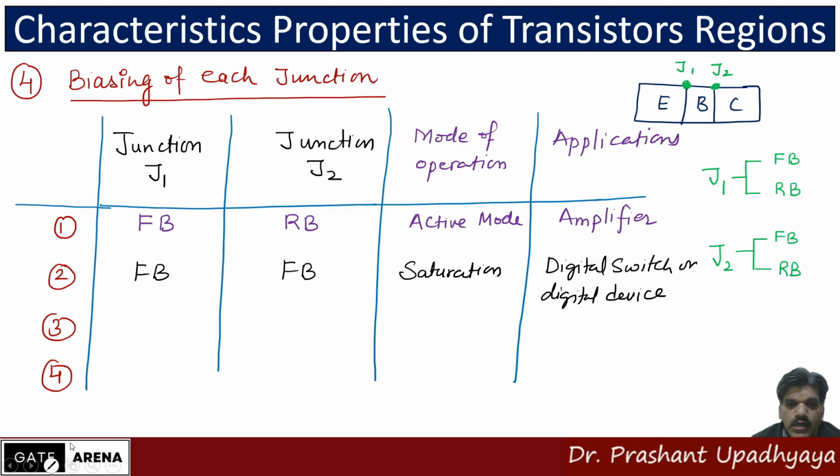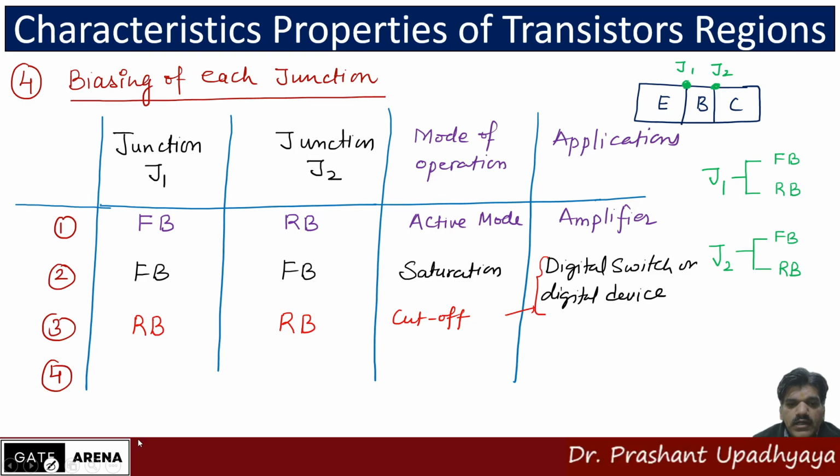Similarly, when I make junction J1 reverse biased and junction J2 also reverse biased, the mode of operation is the cut off region. Again, we use the same application here: I want to use it as a digital switch or as a digital device.